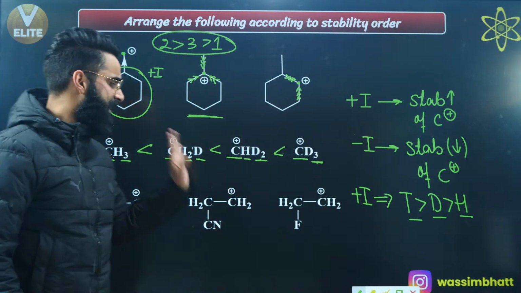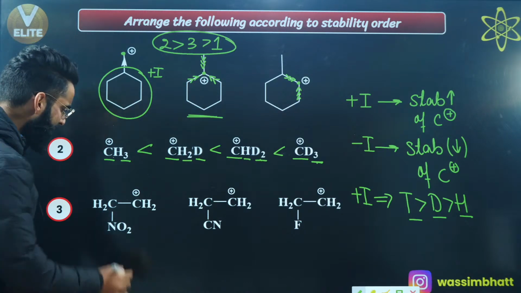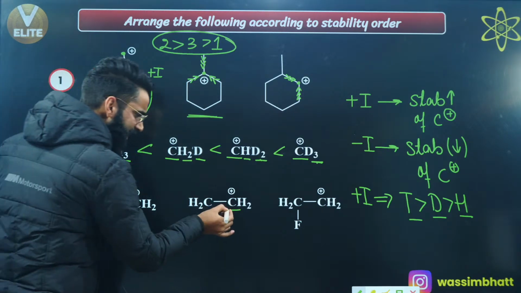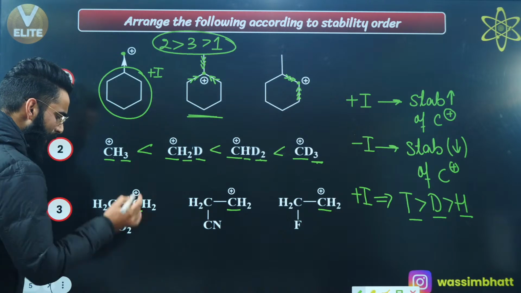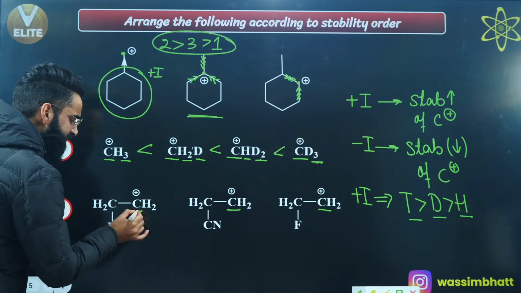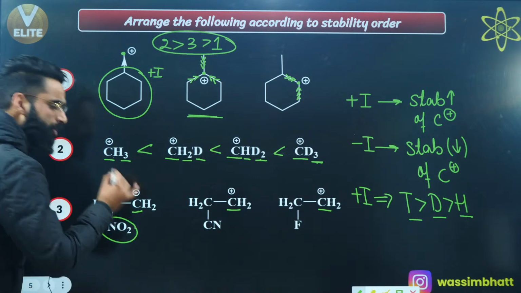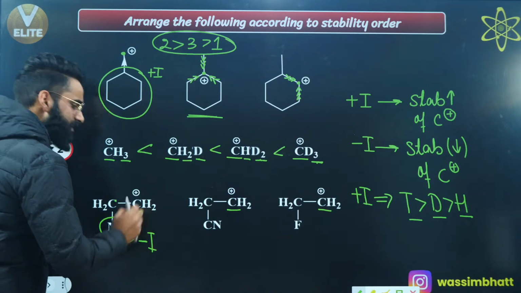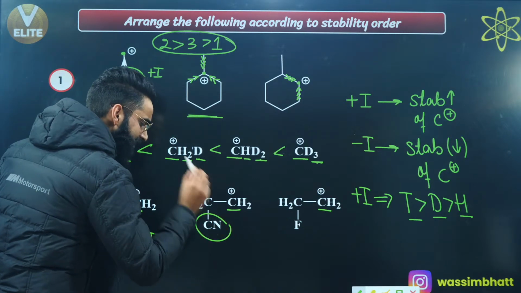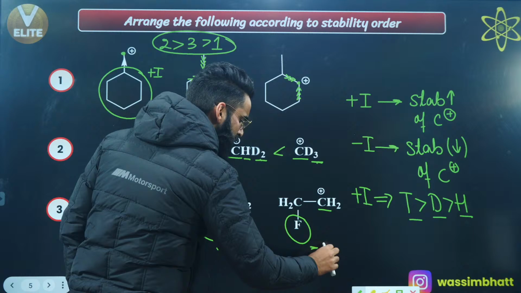Similarly, if you look at the next case, if I ask you where is the stability of carbocation maximum, see, this carbon is carrying the positive charge, this carbon carrying positive, this carbon carrying positive, right? Okay. Well, this is the carbon which is adjacent to this carbocation, right? And towards this carbon, nitro group is attached, which shows minus I effect, right? Similarly, CN group is attached. It again shows minus I effect. Similarly, fluorine, it again shows minus I effect.